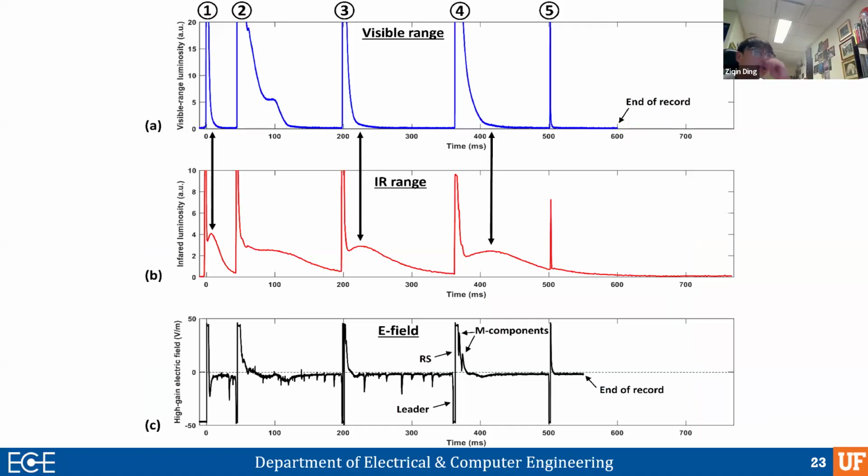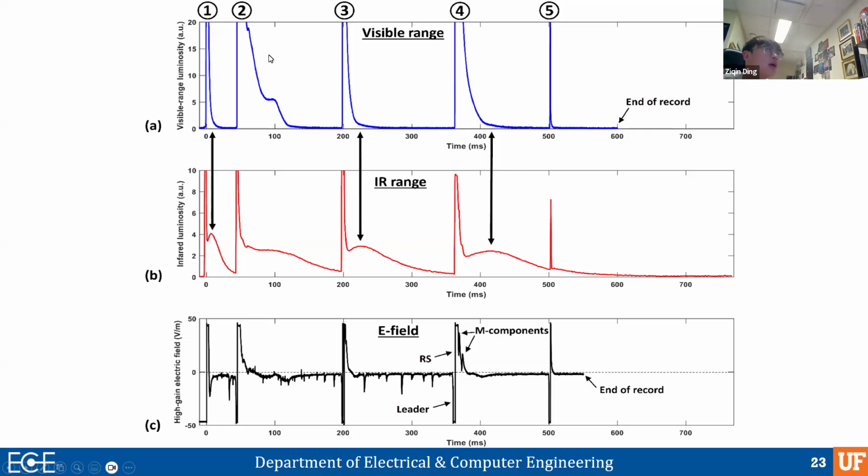No problem. So we took a look at, for example, the cross section of the lightning channel for both infrared and visible, and here is what we get. We show on panel A the visible range luminosity, panel B is the infrared, and in panel C we compare with the electric field we measured.